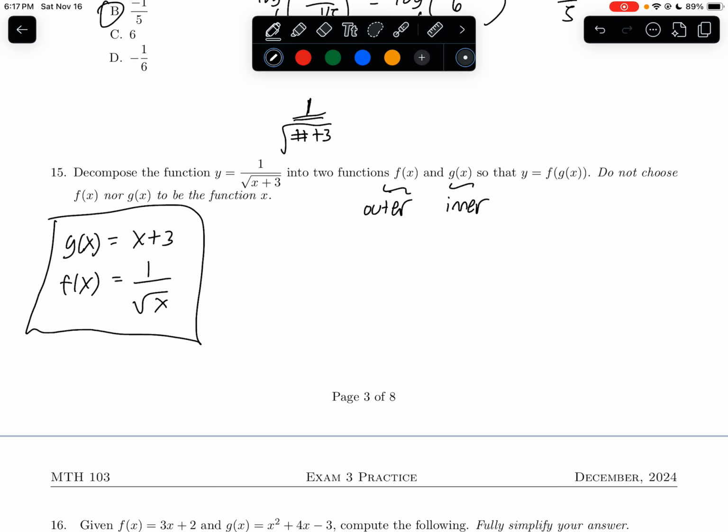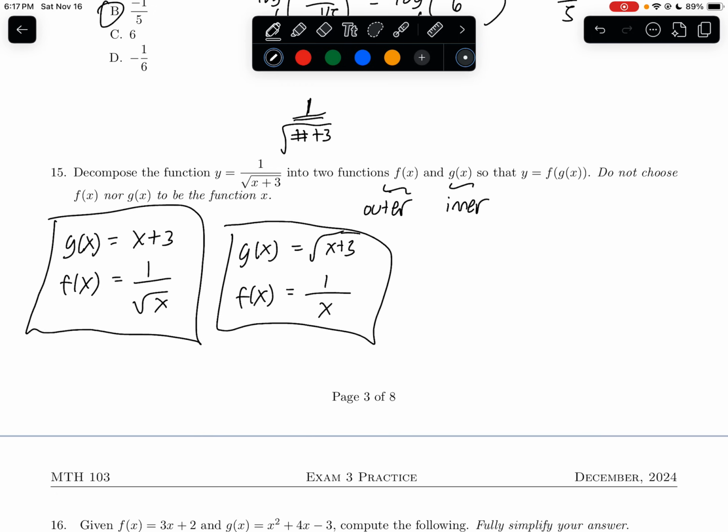There is another option, which is, there's just more than one right answer. I could skip to the middle step where I did the square root, and I could treat that as my inside function. And then if I do, the only other thing I have left to do to get back to where I started is to flip it and do 1 over x. And so this would also work as well. You don't need to provide both. Only one is sufficient. But there's more than one right answer.